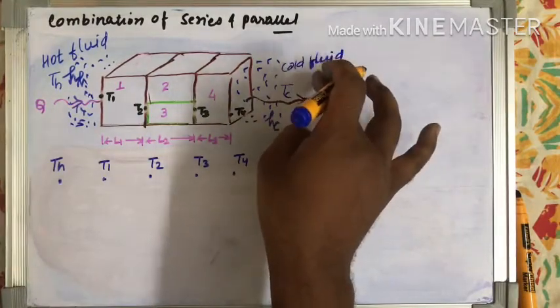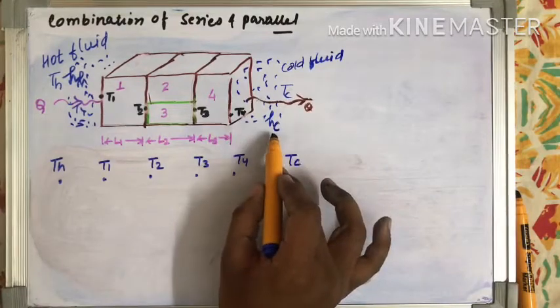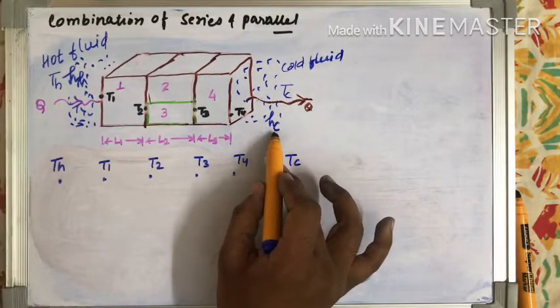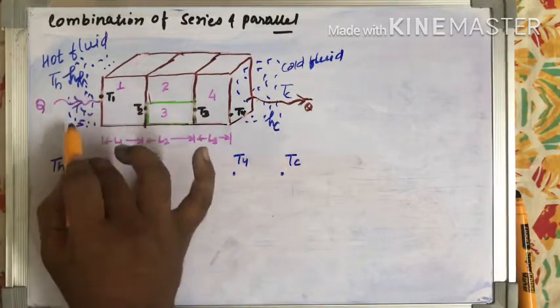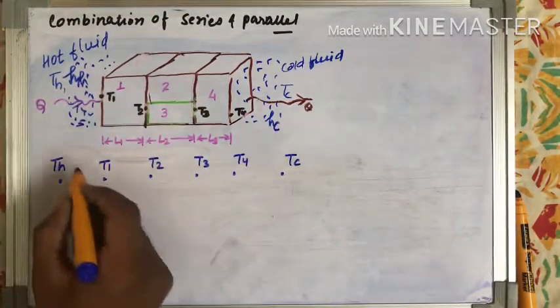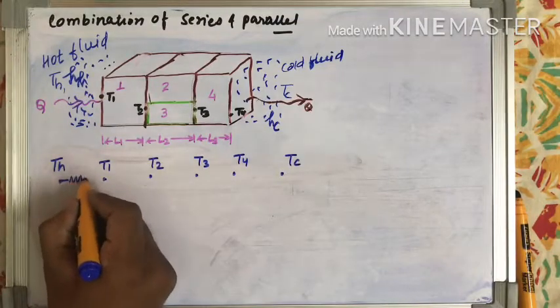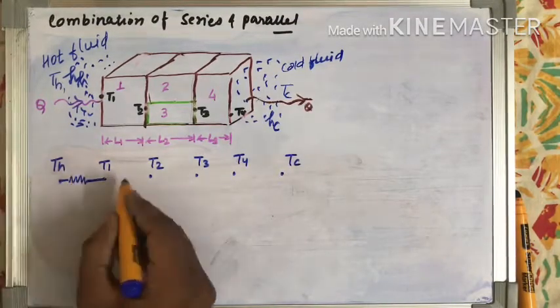This is not the case of conduction. These are making convection. That is why I have taken the convective heat transfer coefficient for the cold fluid, that is HC, and the convective heat transfer coefficient for the hot fluid, that is HH. Fine. So this convective heat transfer coefficient will have a thermal resistance.